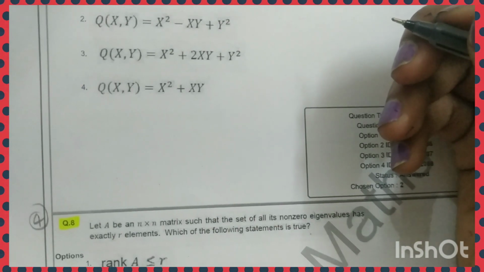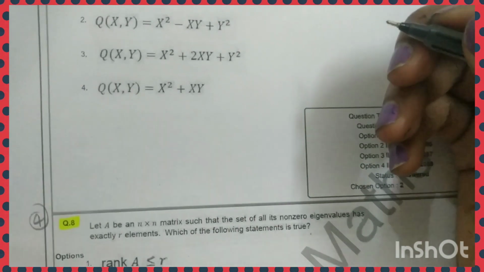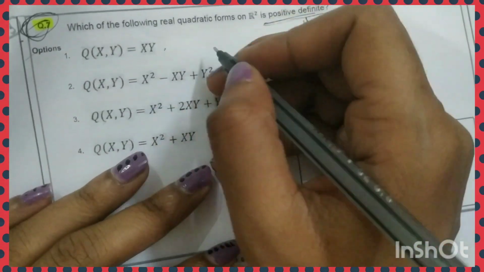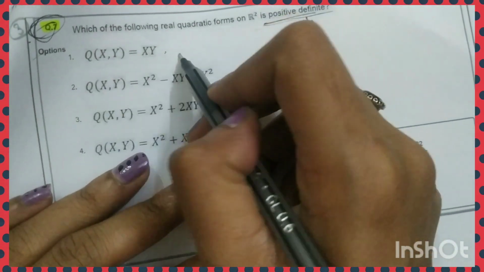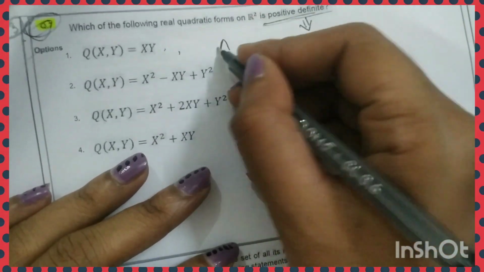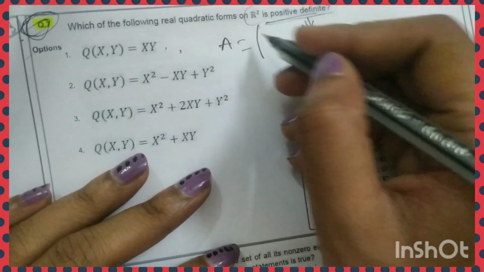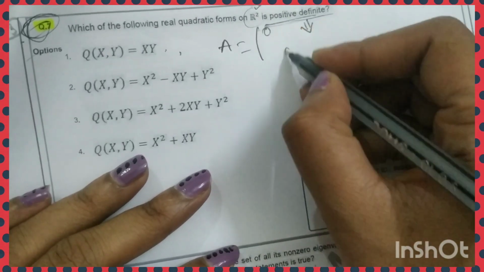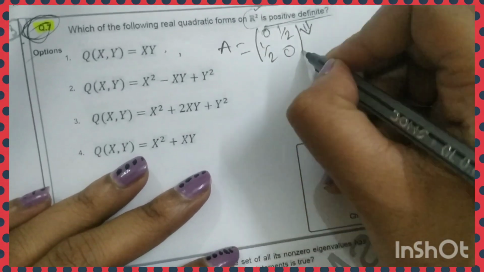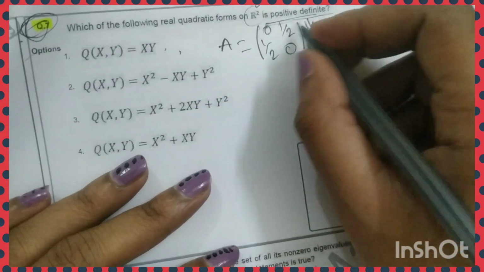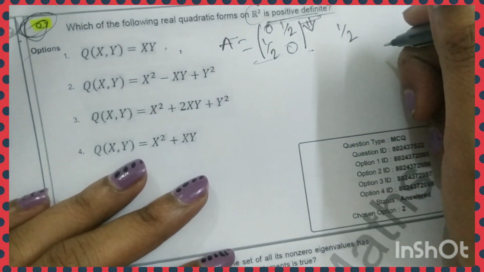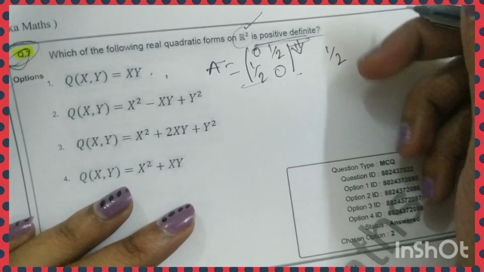So let us try to solve this. First of all, we will write it in matrix form. If you represent the quadratic form in matrix form, say A, it will be a 2 by 2 matrix with rows 0 0 and 1 by 2 1 by 2. As you know, each row sum is 1 by 2, so one eigenvalue is 1 by 2. For the other, the sum of eigenvalues equals the trace of A.